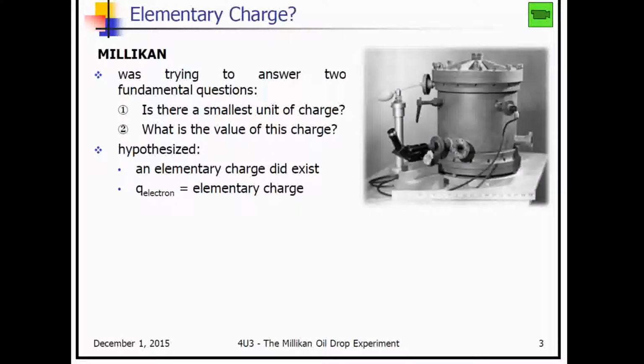So please copy this down. Millikan was trying to answer two questions. Is there a smallest unit of charge? And what is the value of this charge? His hypothesis was that there is an elementary charge, and the charge of the electron is equal to the magnitude of this elementary charge.